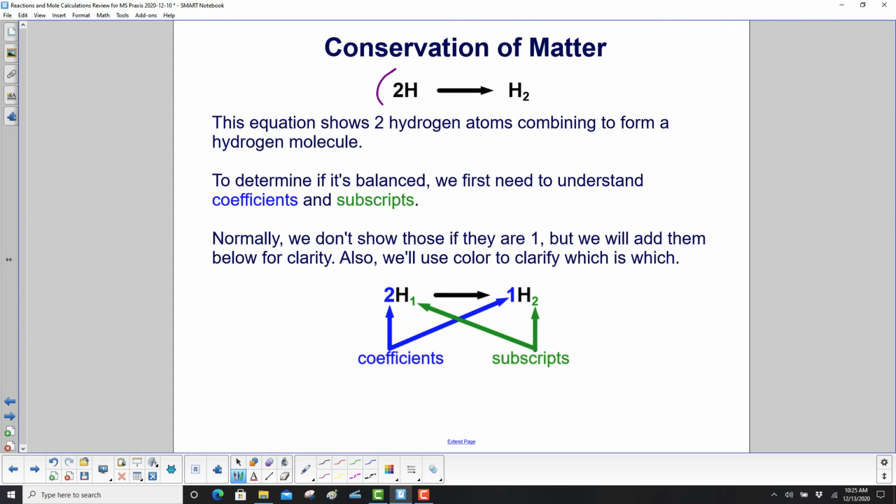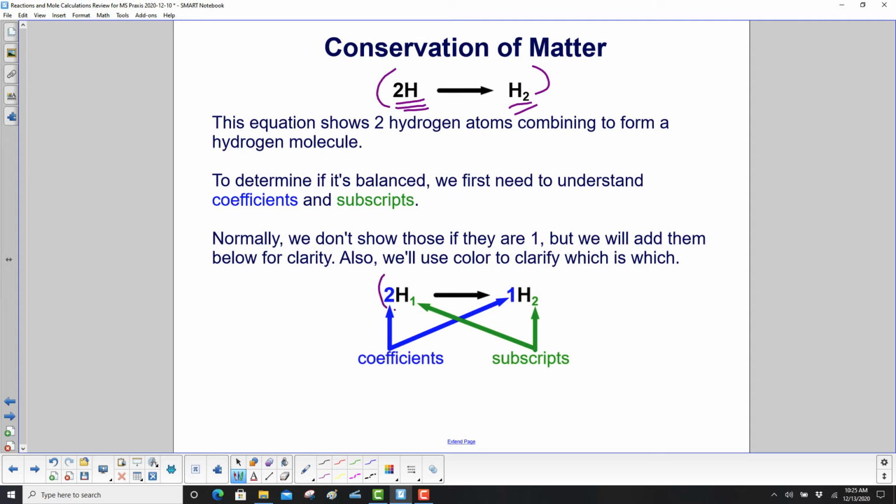This equation shows two hydrogen atoms combining to form a hydrogen molecule. To determine if it's balanced, we first need to understand coefficients and subscripts. Normally, we don't show these if they're 1, but we will add them below for clarity. Also, we'll use color to clarify which is which.